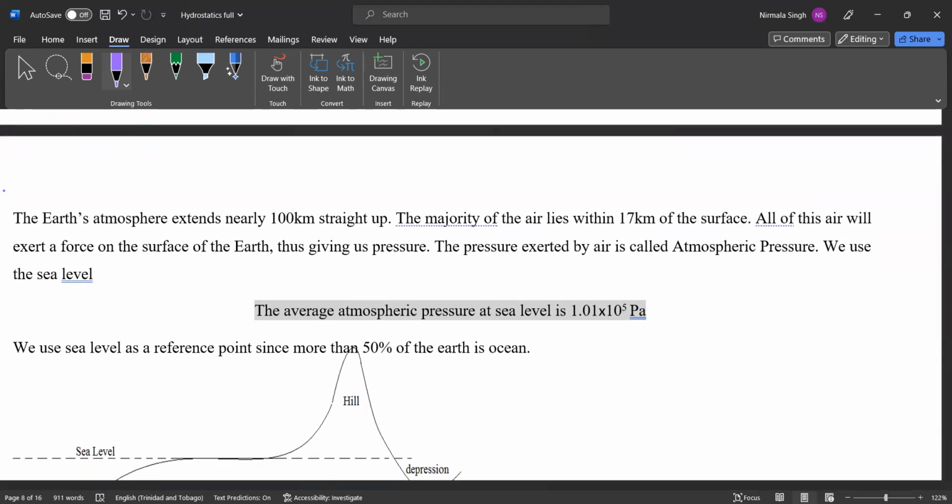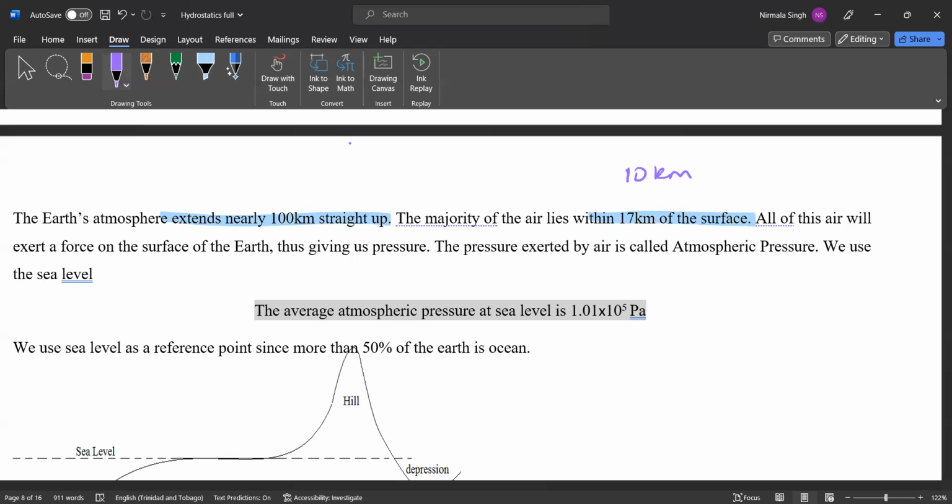The Earth's atmosphere extends up nearly 100 kilometers straight up. It's really thin compared to the rest of the Earth, but it's the part of the Earth that we live in. The majority of the air lies within 17 kilometers of the surface. I am telling you, if you go beyond 10 kilometers up in the atmosphere, you are going to have a very hard time breathing.